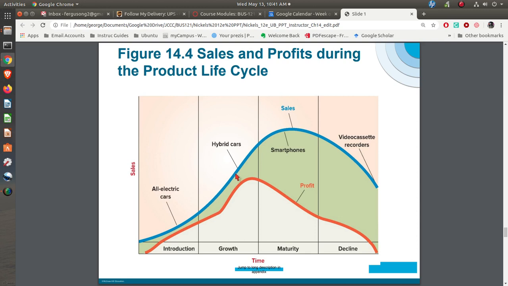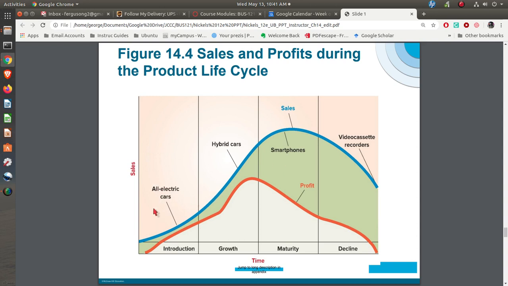And the reason is because you're having more competition out there. You're also filling the market up with it, and so your profits are actually going to drop because you're going to be competing more on price. Then you have your decline, where your sales are dropping off like crazy, and so is your profit. And this is an example, and here's some ideas as far as companies and products that are within those.